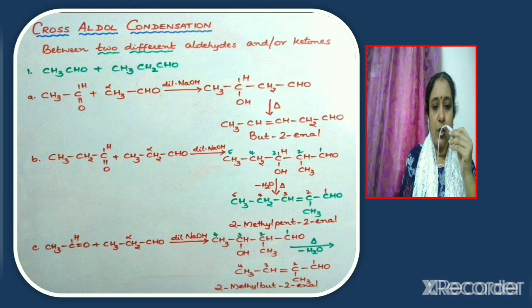Now consider the third case, that is the reaction taking place between ethanal and propanal. You should write ethanal first. So ethanal and propanal will react in the presence of dilute NaOH to give an aldol. This aldol, when heated, eliminates a molecule of water and gives an alpha beta unsaturated aldehyde as the final product. And what is the name of the product obtained? It is 2-methyl but-2-enal.